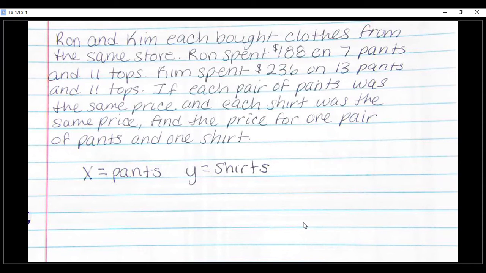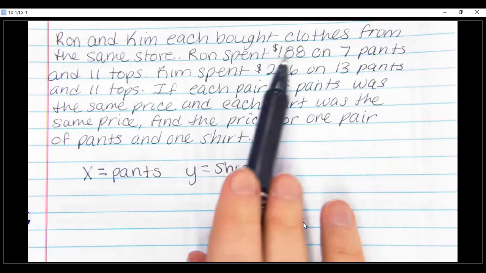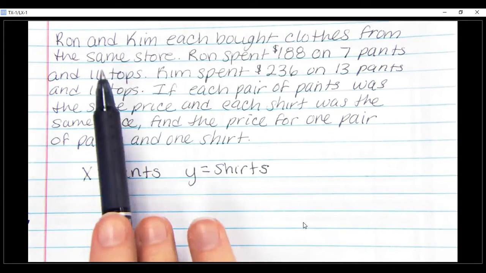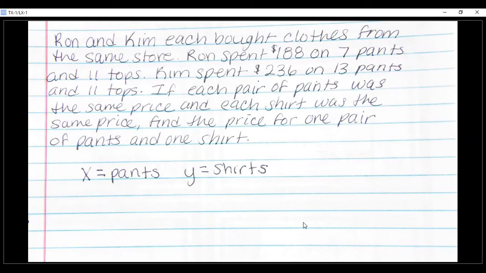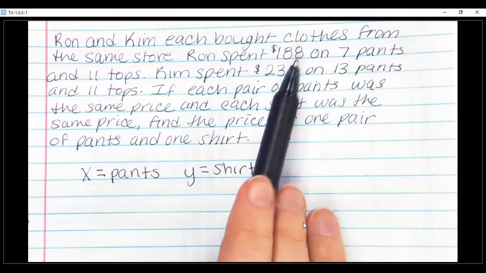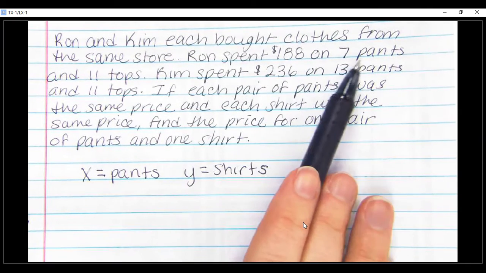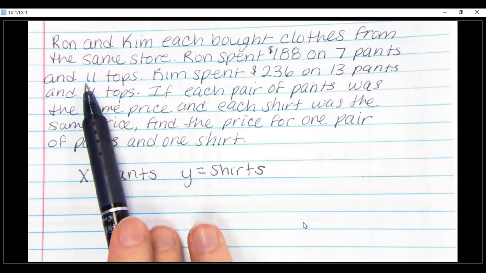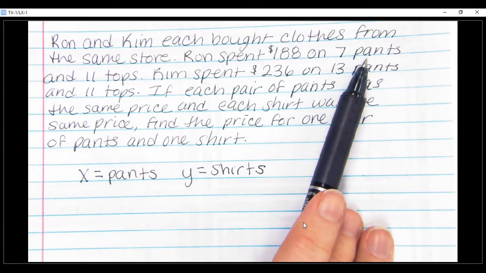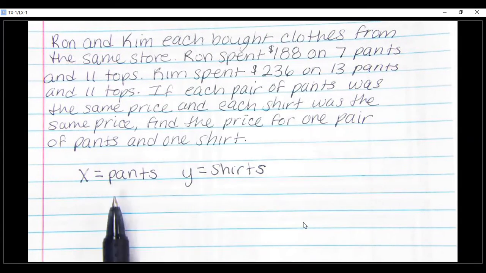Great, step one's done, so we're going to move on to step two. Step two is create the equations by combining similar items or items that are in the same sentence. So in this example, Ron has a purchase of $188 with 7 pants and 11 tops. This is all within one sentence. We have a total amount that it equals, and we have what it consisted of. And numbers go right next to what our variables actually mean.